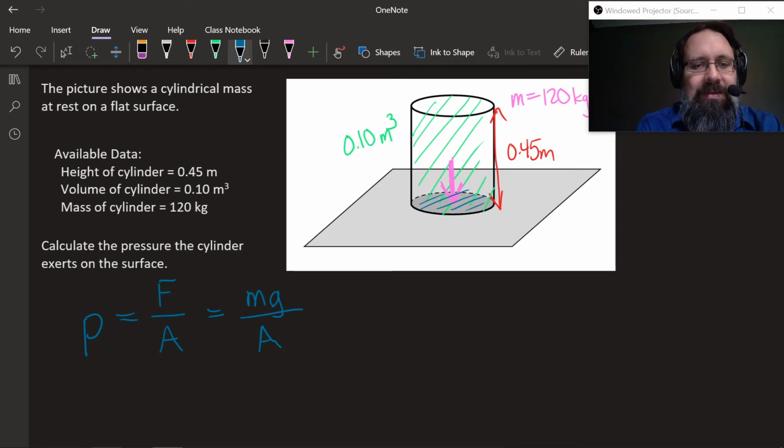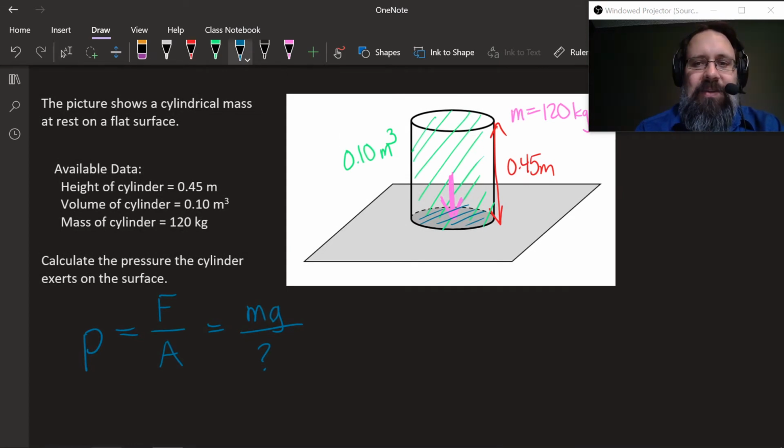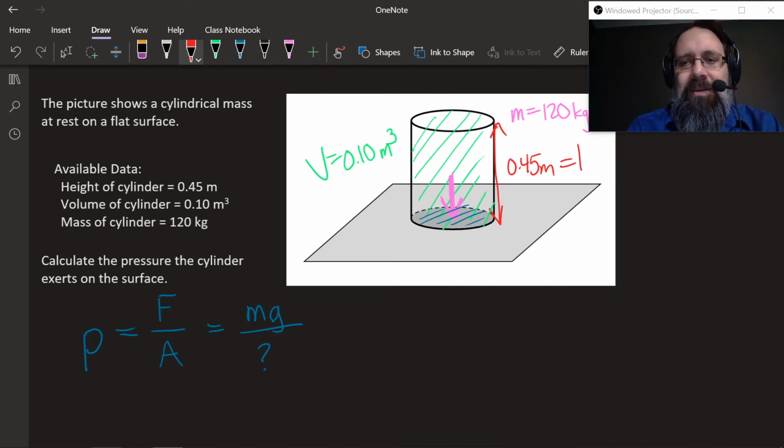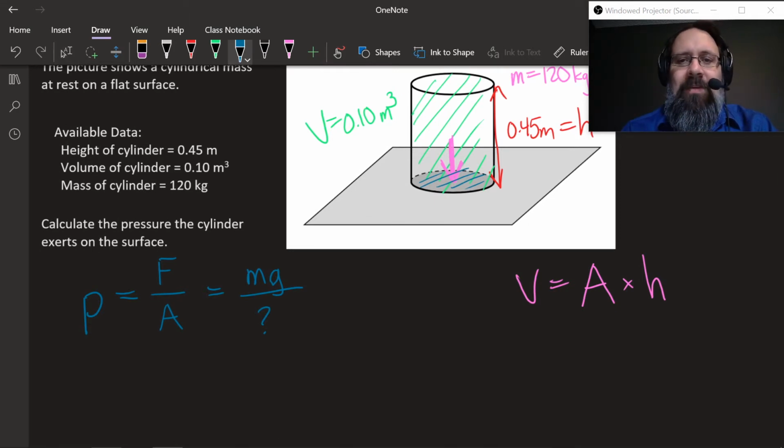Then what's the area? What do we put for the area? Well, it didn't tell us the area. It told us the height and it told us the volume. So we've got the volume and we've got the height, but how do you find the area from that? Well, you guys should know that the volume of something, and especially a cylinder, is the area of its base times the height of the cylinder. So if we look at that, we'll realize that we have the volume and we have the height. So the area is simply the volume divided by the height.